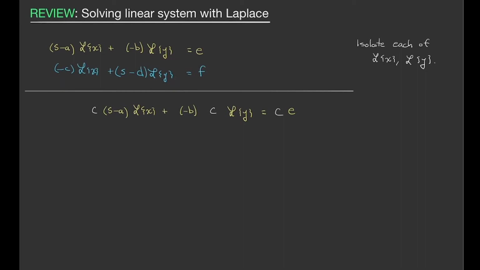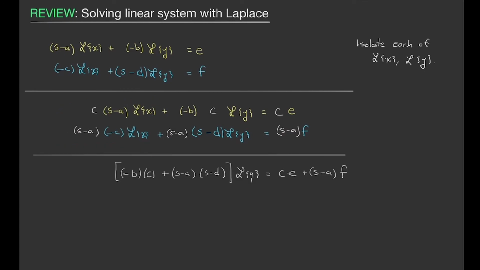We start by multiplying the gold equation by c. Every term is multiplied by c. And you will, no pun intended, see why we're doing this. We also take cyan and multiply everything by s minus a. The reason being is now if we add these two equations, we can see that the first two terms will cancel. After adding them up, we get negative bc plus this here times L of y, and then we get this over here. From here, we isolate L of y further to end up with this expression.